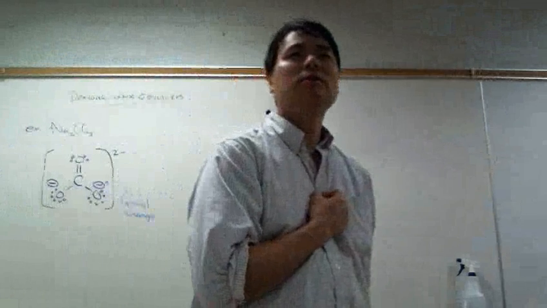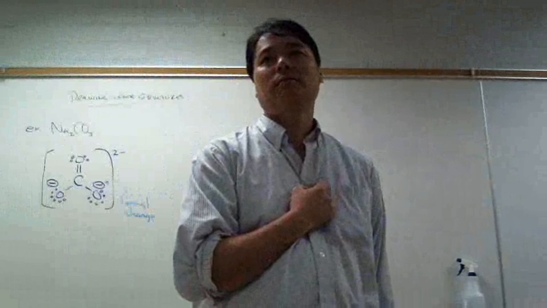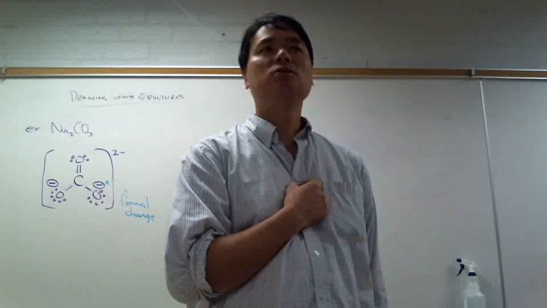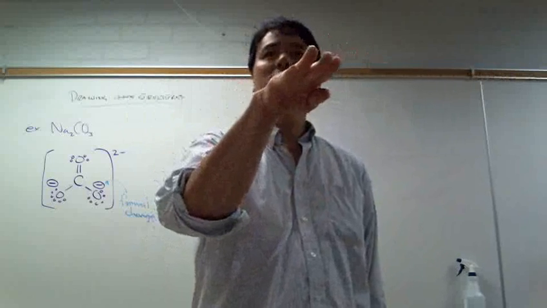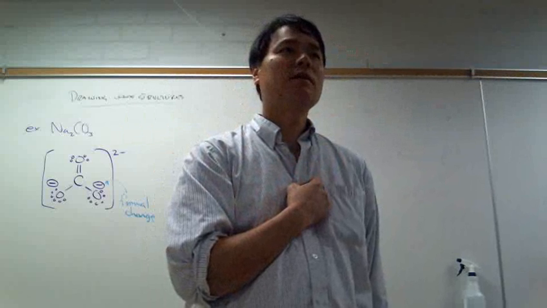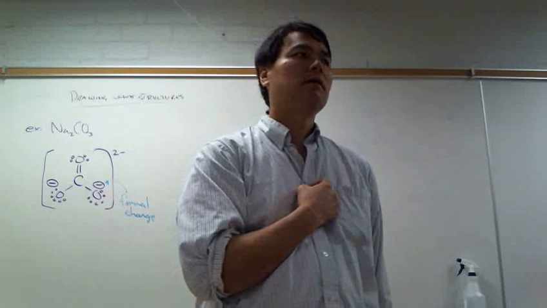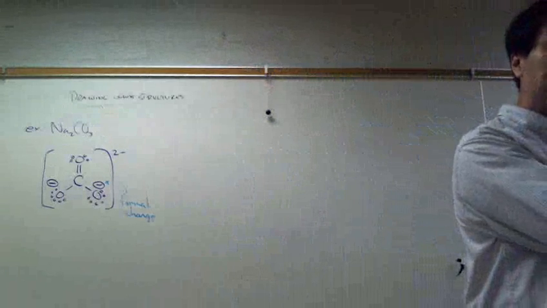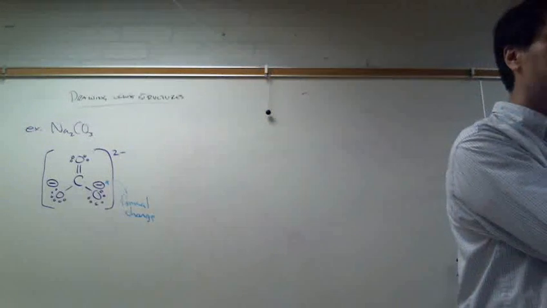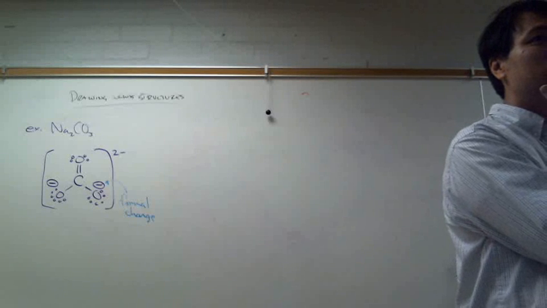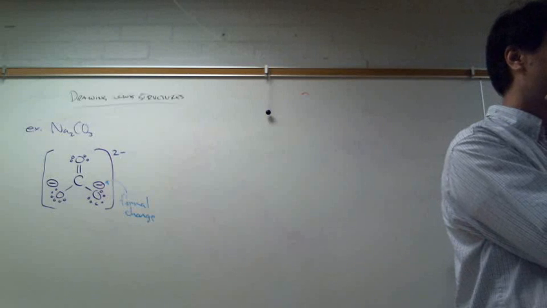How do you show an ionic bond? Do you draw a line attaching the sodium with the carbonate? No, that would be a covalent bond. This is an ionic compound, so how do you show an ionic bond? You don't, right? You just draw them next to each other.